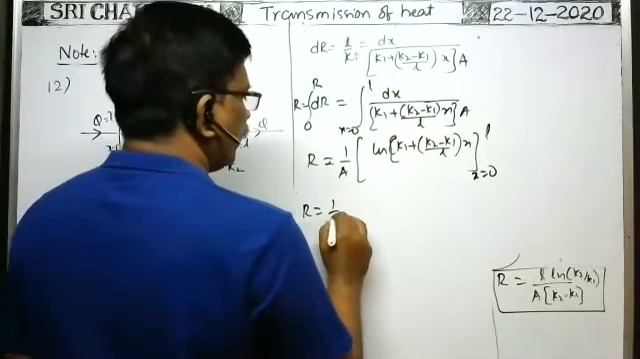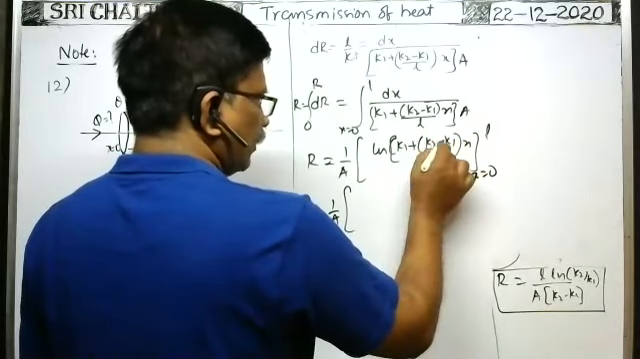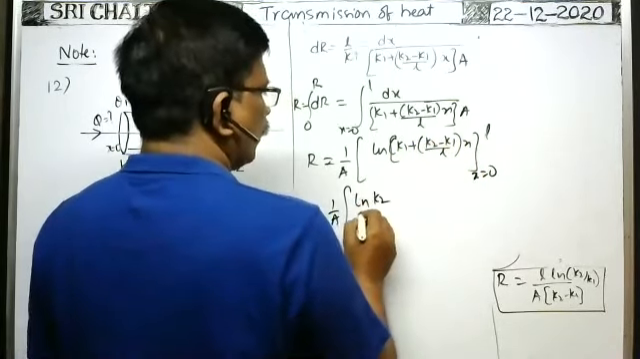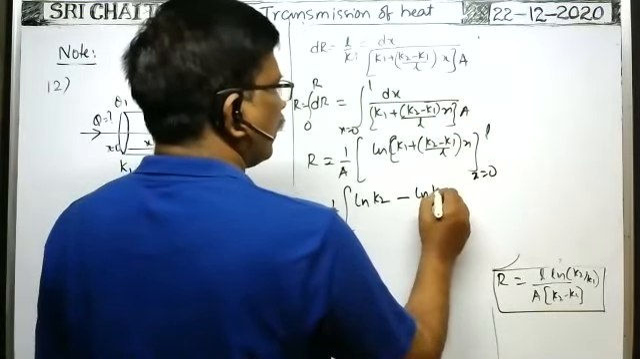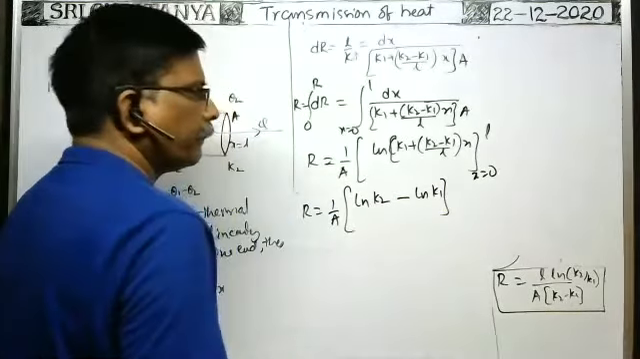So R is equal to 1 by A of, first you substitute upper limit x, L L cancel, then minus K1 plus K1 cancel, then K2 you will get ln K2. Minus, when you substitute lower limits, it becomes ln K1. That's all. Okay.